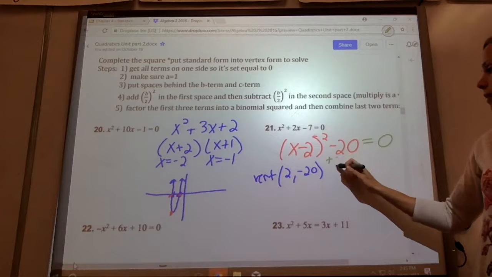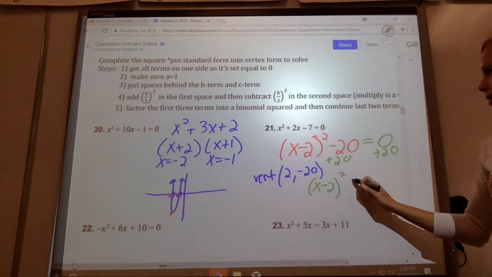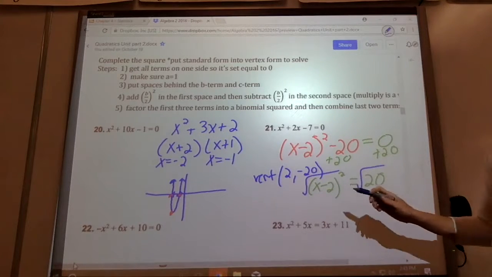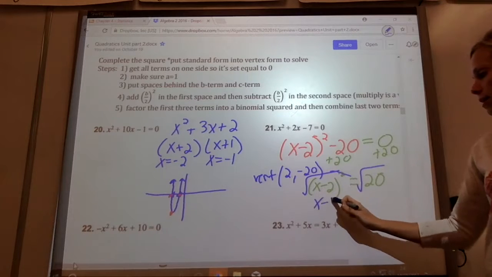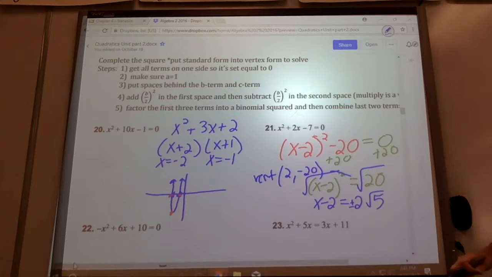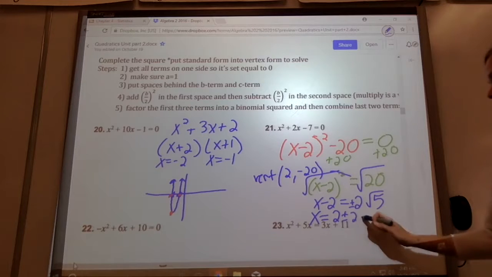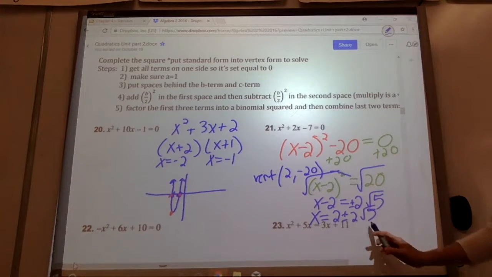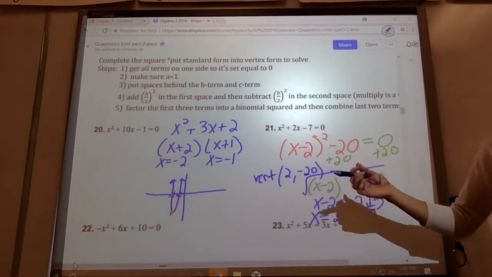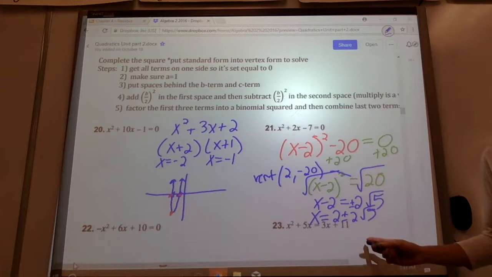I can add 20 on both sides and then have x minus 2 squared equals 20. Get rid of the squared by square rooting both sides. That gets rid of that. I get x minus 2 equals plus or minus 2 root 5. Add the 2, and I get 2 plus or minus 2 root 5. So they're not nice roots, because if they were nice roots, it would have been factorable. Whenever it's not factorable, I'm going to have some irrational roots.